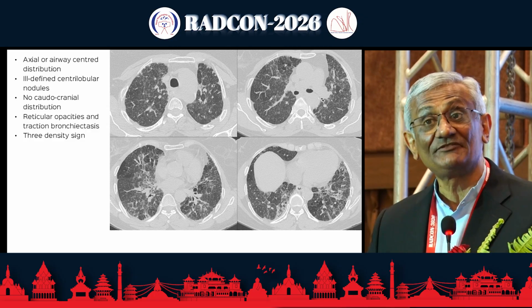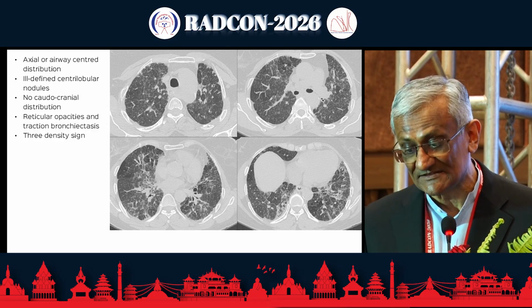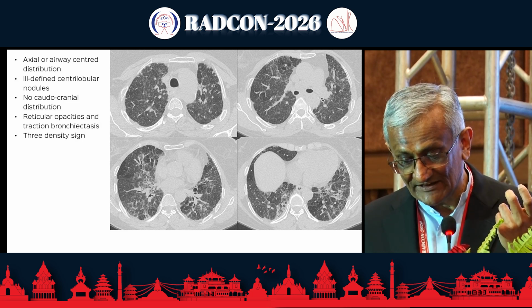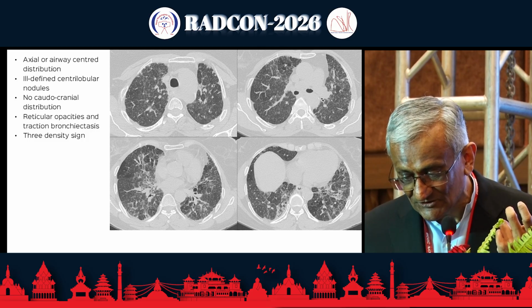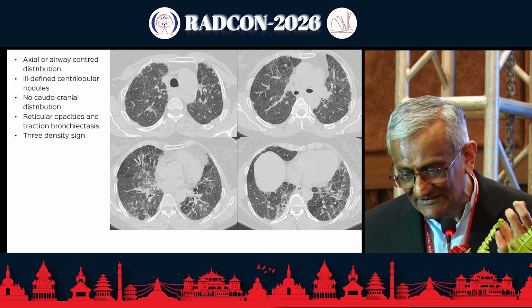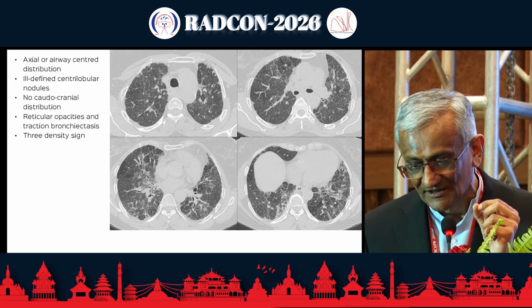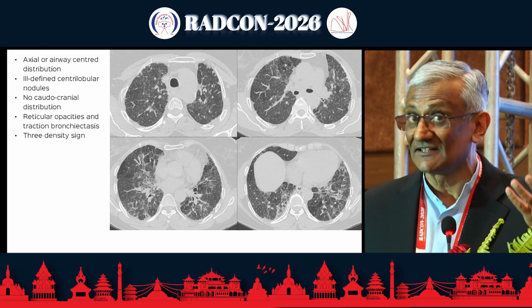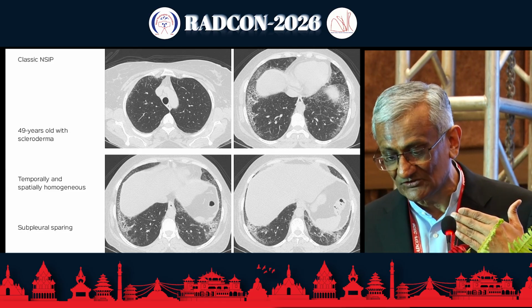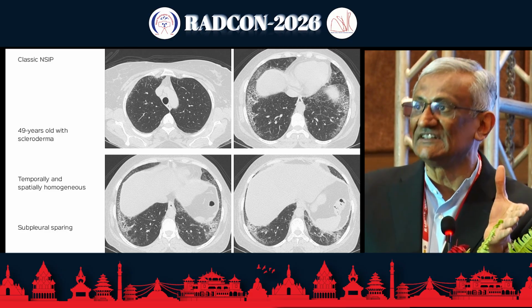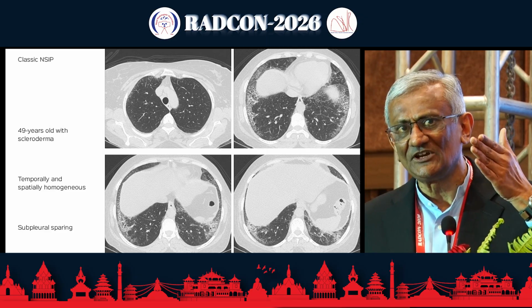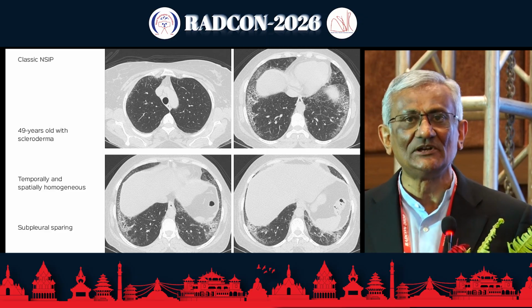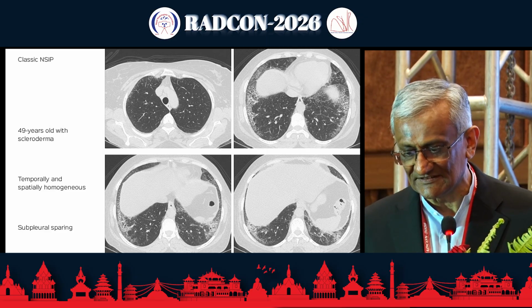NSIP, therefore, by definition, is a non-UIP pattern. In NSIP, you have reticular opacity, some traction bronchiectasis, but importantly, you see this subpleural sparing, this little line of black here, which tells us that this is an NSIP pattern. Also, all the lesions are homogeneous. They look exactly the same. And almost always, when we call it an NSIP pattern, there will be underlying connective tissue disease.